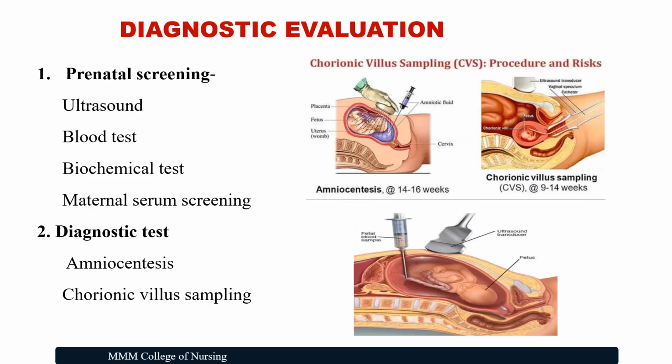Moving on to diagnostic evaluation, in prenatal screening, investigations like ultrasound, blood test, biochemical test, and maternal serum screening can rule out the condition, and also diagnostic tests like amniocentesis and chorionic villus sampling can finalize the condition.